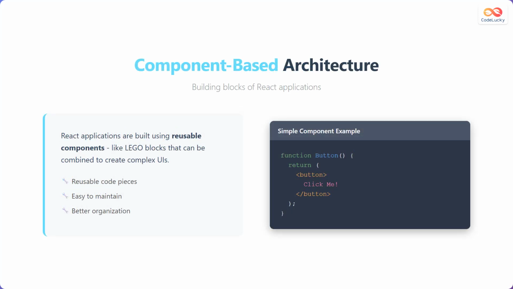React applications are built using reusable components, like Lego blocks that can be combined to create complex user interfaces. This component-based architecture allows you to reuse code pieces, which makes it easy to maintain and provides better organization. Here is an example of a simple button component written in React. It's a simple function that returns a button element with the text, "Click me."